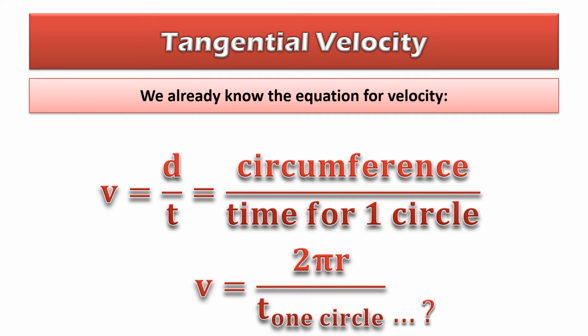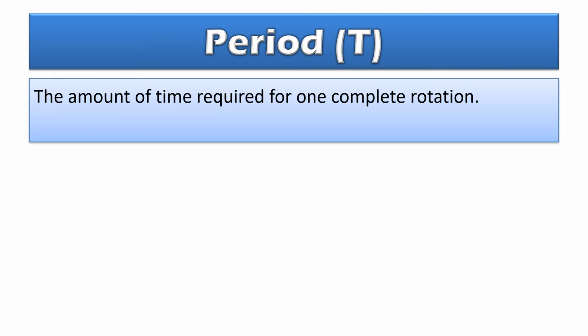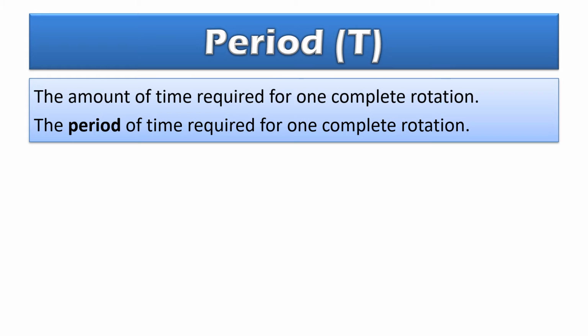Let's come up with a better terminology for the time it takes for one circle. It should be like a special thing, the time for one circle. It is a special thing. It's called the period, and we use a capital T instead of the lowercase t for time. We're just using a capital T because it's a special type of time. It's the period of time or the amount of time required for one complete rotation. The definition is right in the word there. How much time does it take for one circle?